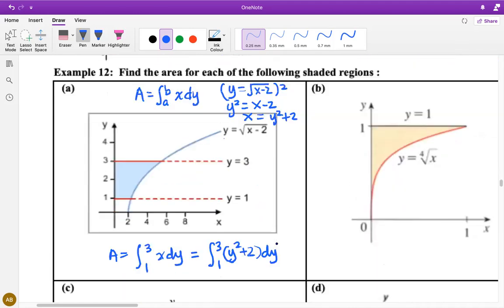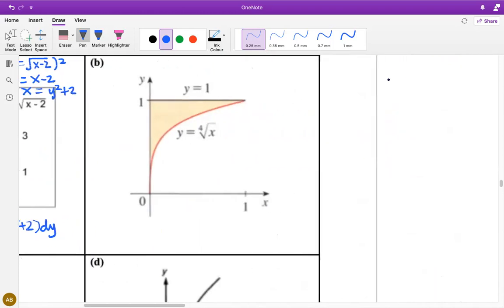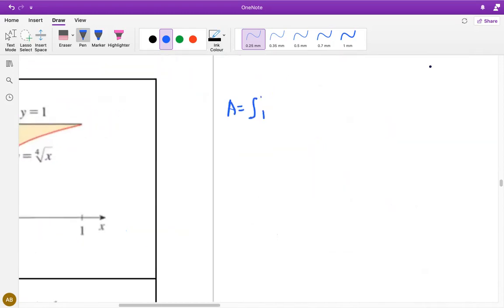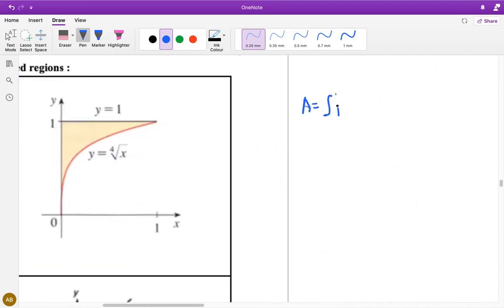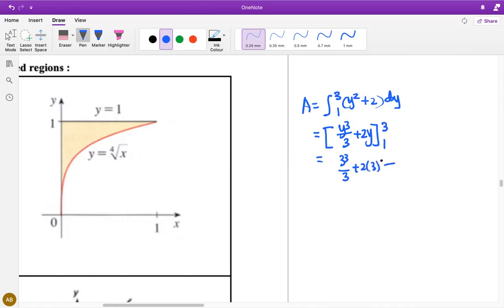So I'll do it this side. Our A is from 1 to 3, y squared plus 2 dy. Okay, you integrate, so you get y cubed over 3 plus 2y, from 1 to 3. So you will get 3 cubed over 3 plus 2 times 3, minus 1 over 3 plus 2. So you get your answer here.